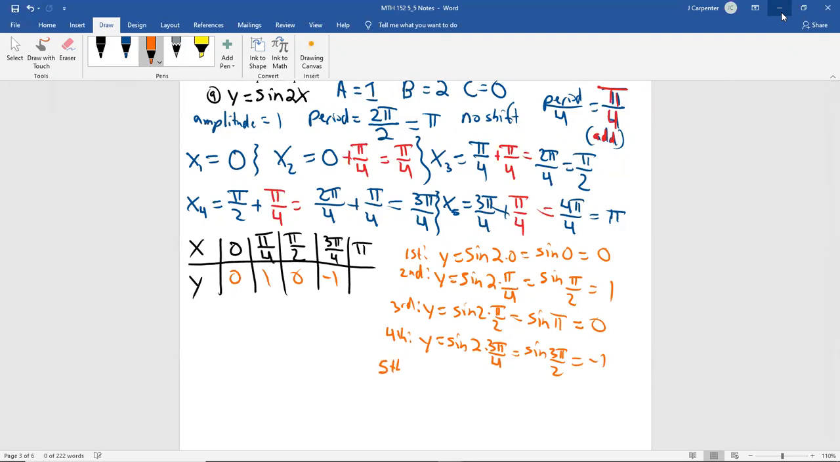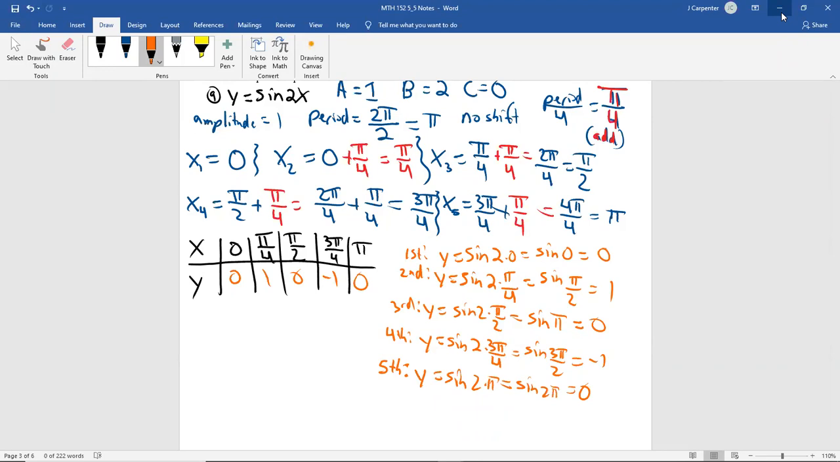Fifth and final point, now for any of these trig functions, these sines and cosines, the first and the last should be where the period is coming full circle, so to speak. So it should be the same as the 0, but let's prove it. Y equals the sine of 2 times pi, which is the sine of, well, 2 pi. And 2 pi is 0 degrees, 0 radians, so it's 0. 0, 1, 0, -1, 0. It goes 0, amplitude, 0, negative amplitude, 0.